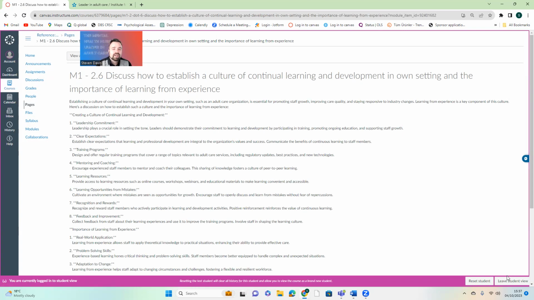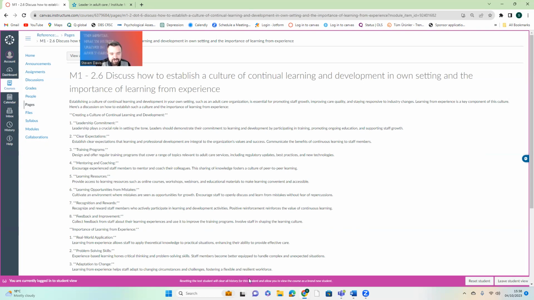2.6 is about establishing a culture of continual learning. Again, I know I've already said this, and the video that I've done absolutely says this, but you can see a way of promoting this is about the leadership values from the top. So does the leadership see the value of learning opportunities? Do you have clear expectations? Have you got a clear teaching and learning strategy? Do you have mentoring and coaching? Do you have the learning resources? Do you do reflective practice and supervision, and learning opportunities from mistakes?